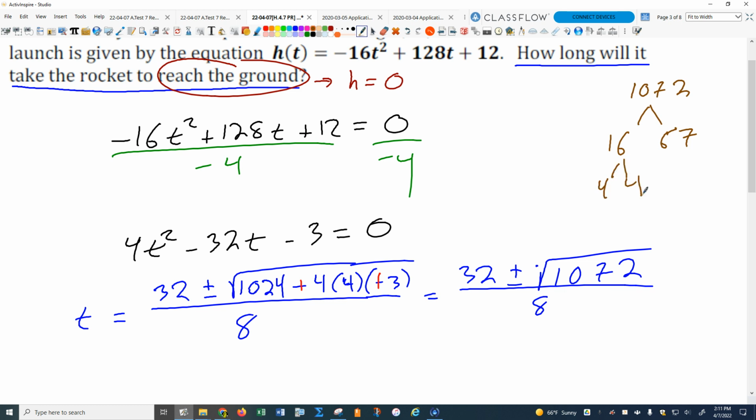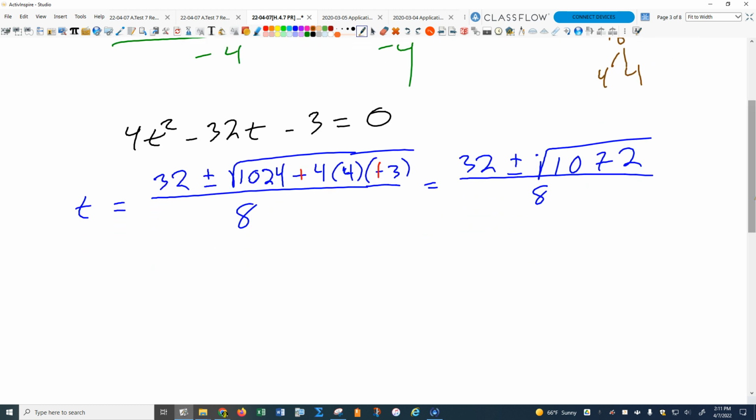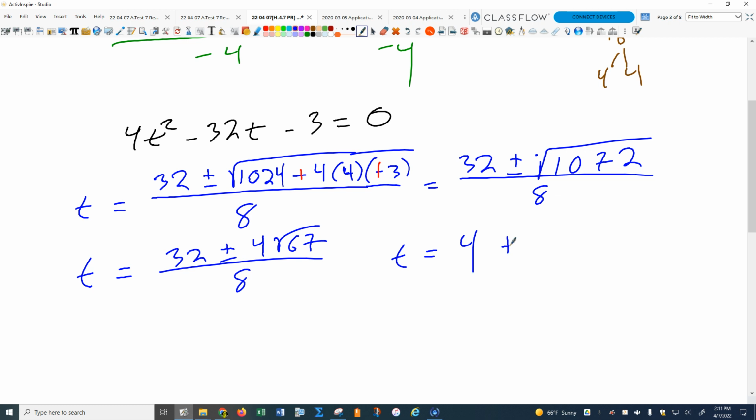So I get a couple of 4s in a single 67. Okay. So we get then t equals 32 plus or minus 4 times the square root of 67, all over 8. If I simplify both of those, 32 over 8 is 4, 4 over 8 is 1/2, so I get 4 plus or minus the square root of 67 over 2.